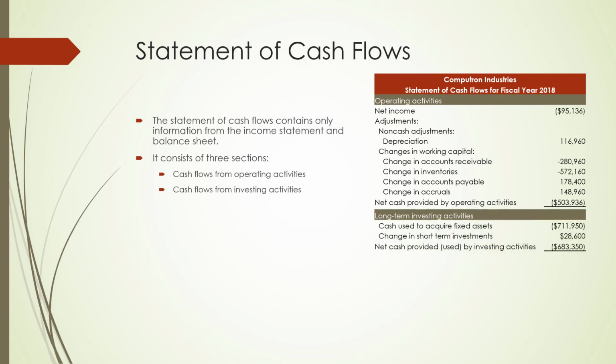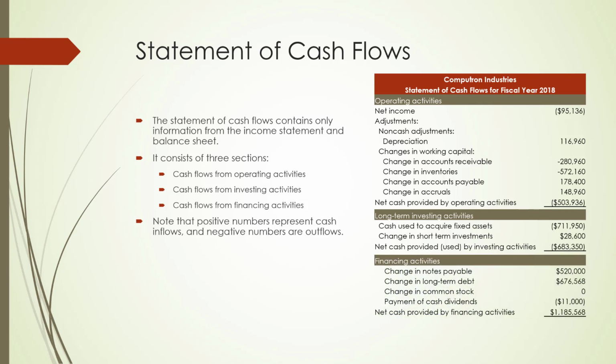The next section is cash flows from investing activities, and primarily what this is, is changes in gross fixed assets and also the change in short-term investments. And then finally, we have cash flows from financing activities, and this will be changes in notes payable, long-term debt, common stock, additional paid-in capital. Notice that we do not include the change in retained earnings.